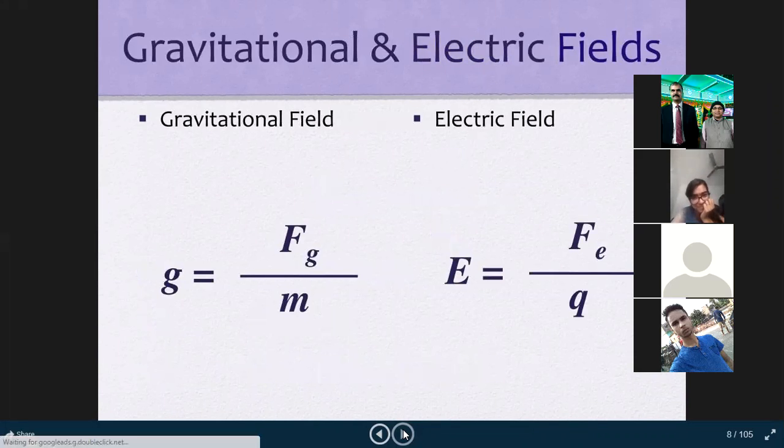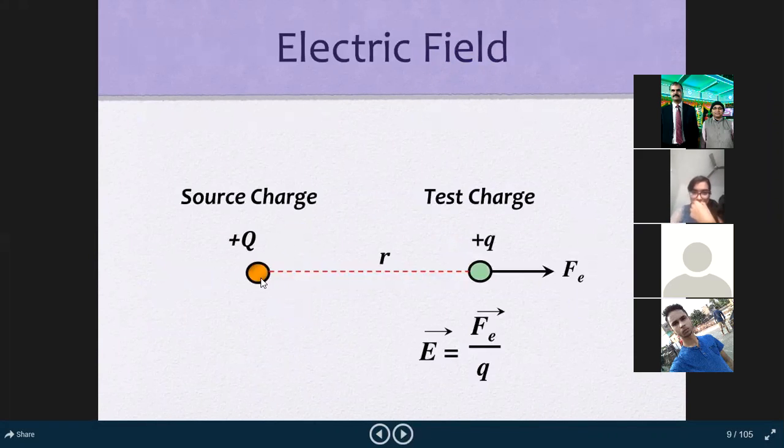So next, look at this, this is the source charge. This yellow charge is the source charge. It is a bigger charge in comparison to this one. This charge is negligibly smaller than that charge, so this is the test charge. The source charge is kept fixed at this point in space, and now the test charge is slowly brought closer and closer to a point which is at a distance r from this source charge.